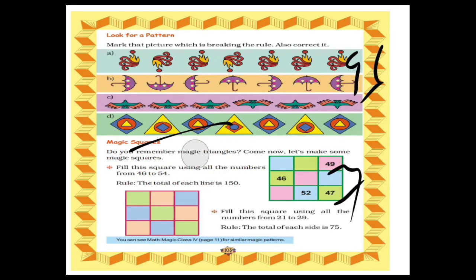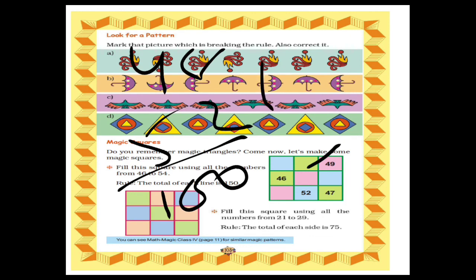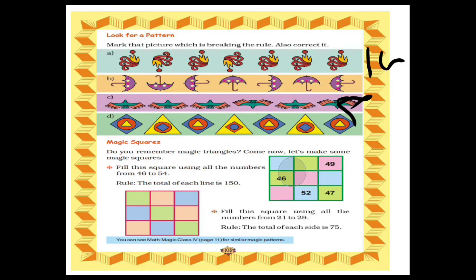So in the first box, in this one we get 48. So if we add 48 plus 52, the answer will be 100, and if we subtract 100 from 150, the answer will be 50. So in the middle one you will write 50. So this way you can solve the whole magic square. I hope this is clear.